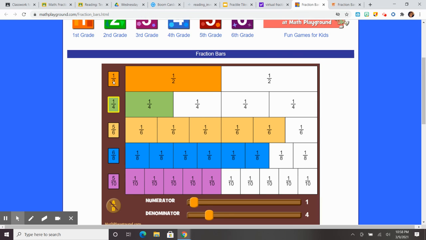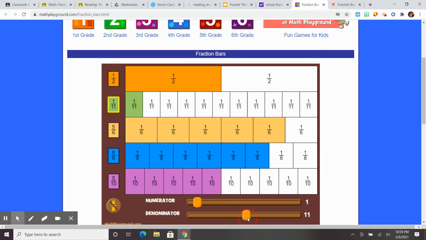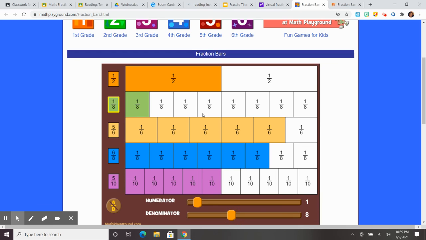And you can manipulate them, but don't mess with the 1/2 because you're comparing all your other fractions to 1/2. You can change to 1/4. You can click 1/4, 5/6, 6/8, 5/10. Whichever one you click on, you can change the numerator, which is the top number, and you can change the denominator or the bottom number. See how the pieces get smaller? The larger the denominator, the smaller the pieces. So we see that? Okay. See how halves are greater than eighths?